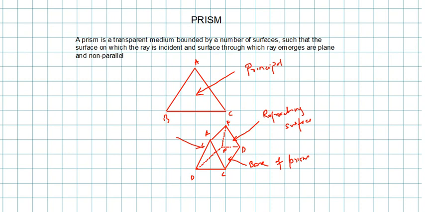Then, the surface on which the ray is incident and the surface through which the ray emerges are plane and non-parallel. So you can see they are intersecting. These two planes are non-parallel, that is A, C, D, E and A, B, E, F. These are all non-parallel, right? So this kind of shape is called a prism. Okay. Now we will see the refraction through a prism.